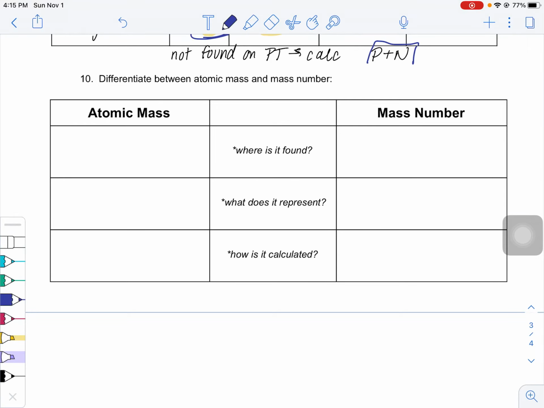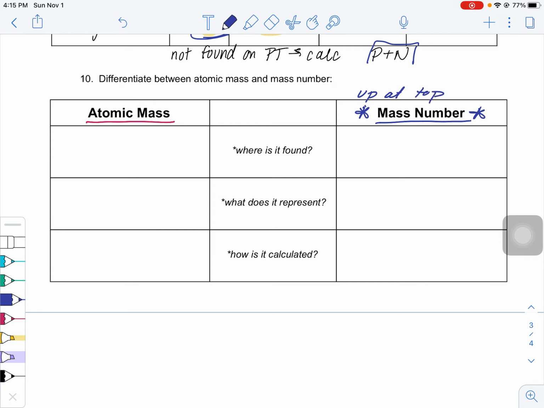So here we have our final question for our practice here, number 10. Differentiate between these two numbers. We have atomic mass and we have mass number. This was our focus today. So all of the information you need is right up at the top.